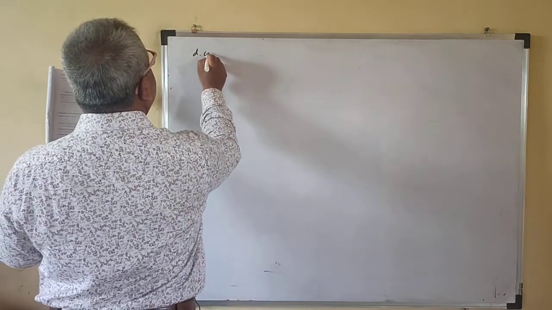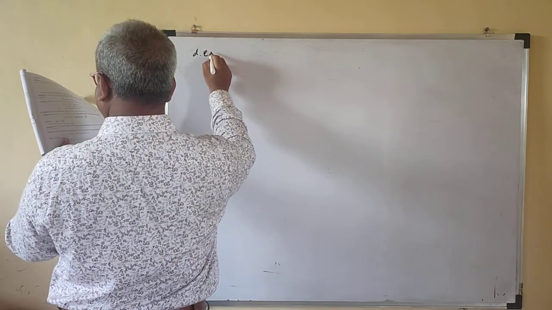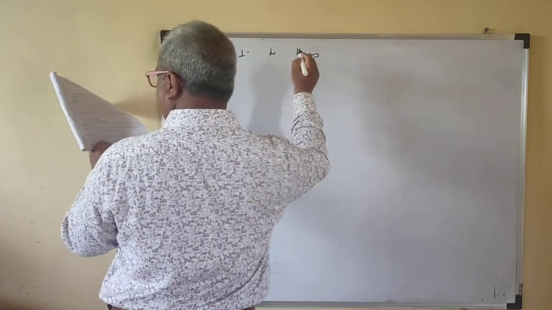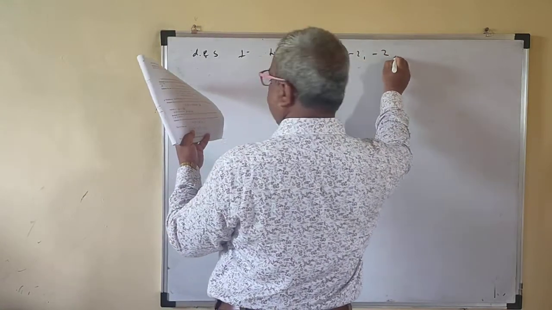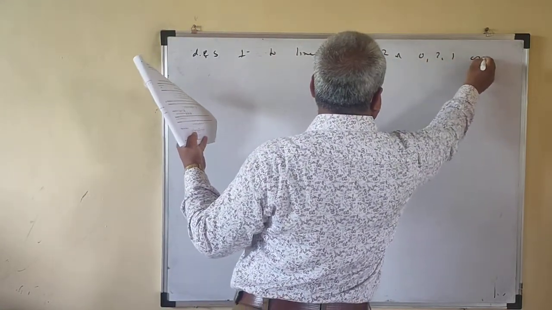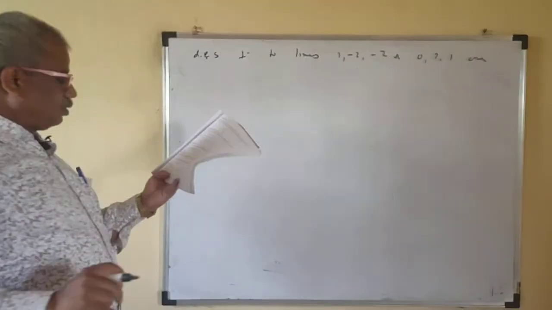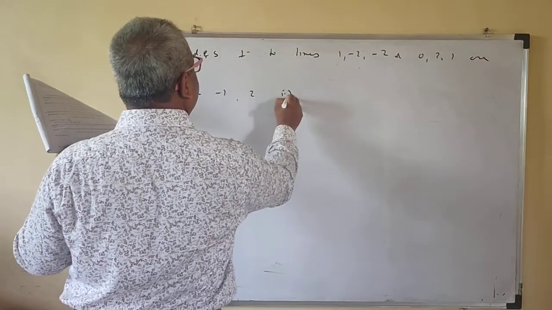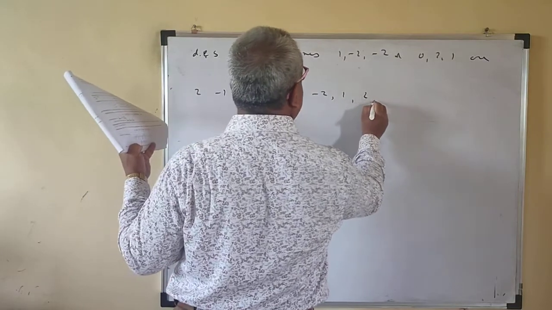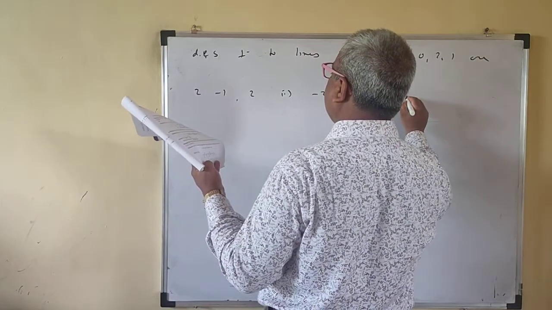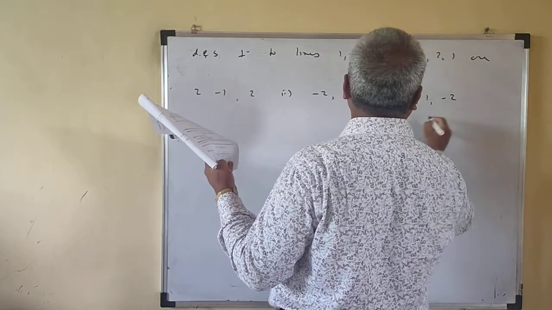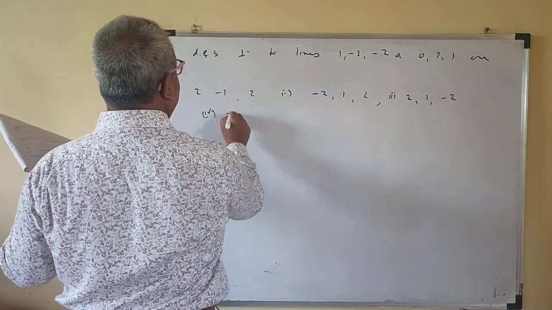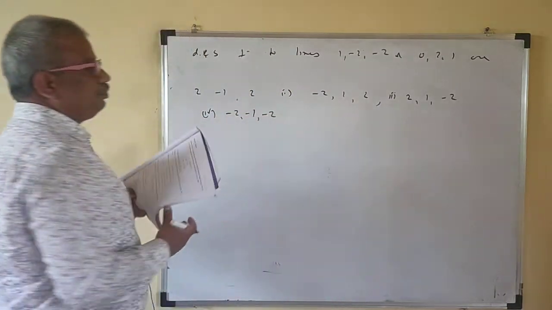Okay, so now the DRs perpendicular to the lines 1, minus 2, minus 2 and 0, 2, 1. Suppose the first option given is 2, minus 1, 2. The second is minus 2, 1, 2. The third option is 2, 1, minus 2, and the fourth option is minus 2, minus 1, minus 2.